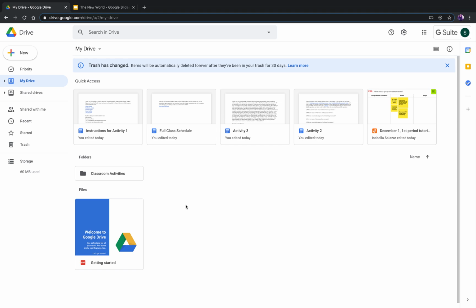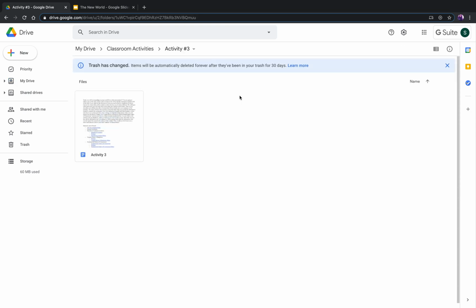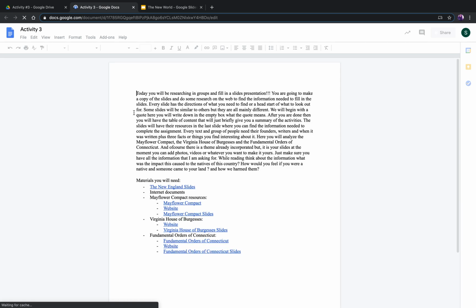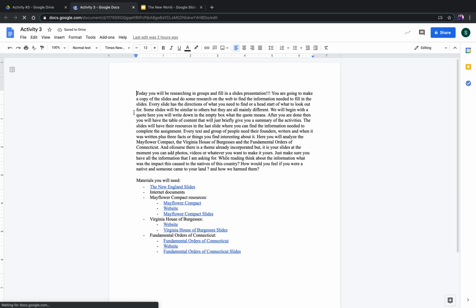Over activity number 3. We have already completed activity number 1 and 2. If you may, please log into your Google Drive and go into your folder of classroom activities and click activity number 3. So there we will see full-on instructions. I know it looks like a big paragraph, but it's not that complicated. So today you'll be researching in groups and filling in slides to your presentation.